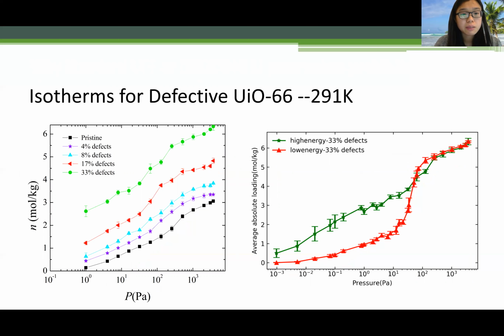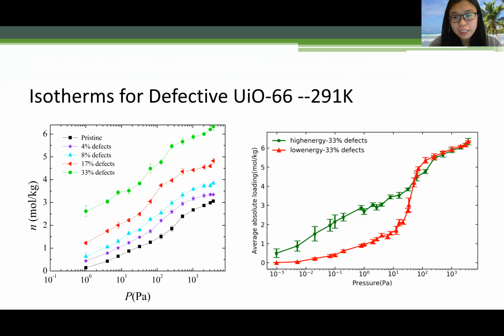Here are isotherms of different defective structures. The temperature is 291 Kelvin. At low pressure, the increase is caused by hydrogen bonding, and at high pressure it is caused by geometry.